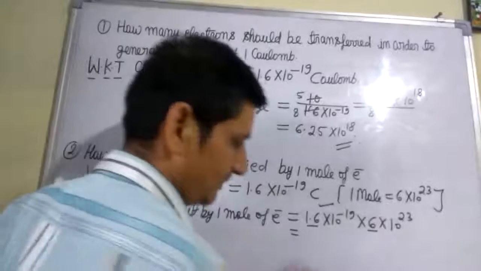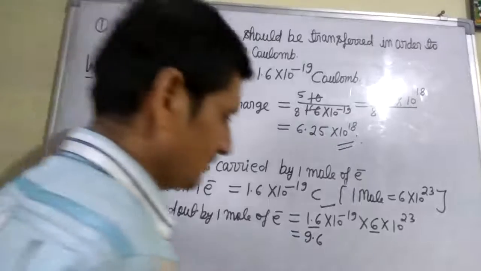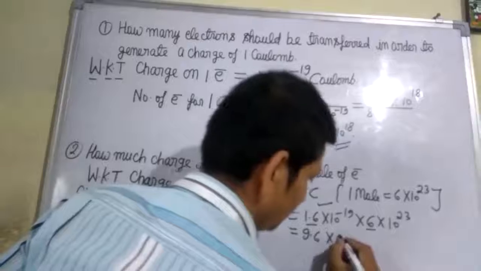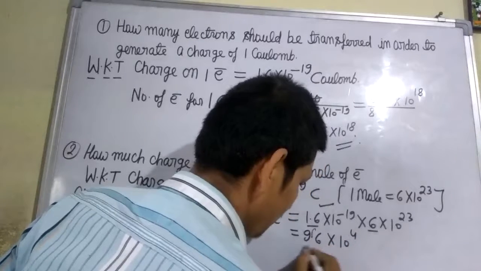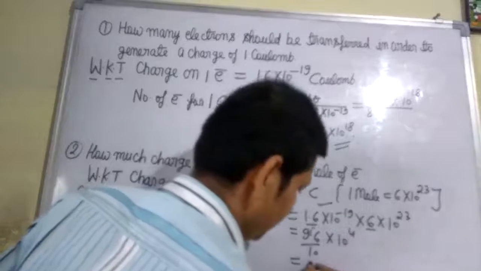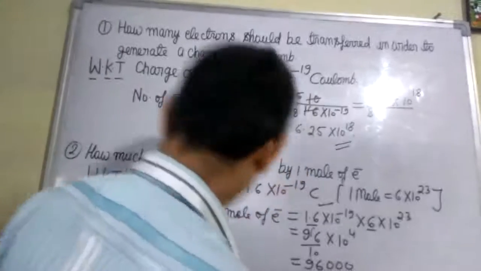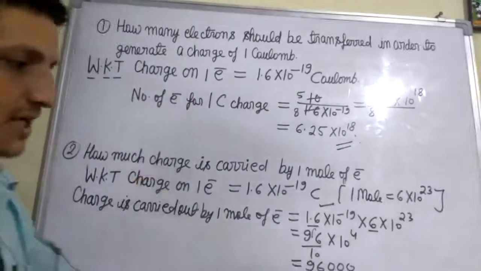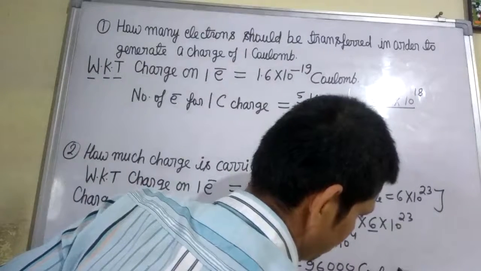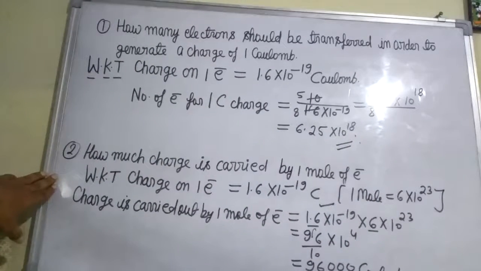16 6 ja 96, we get 9.6. 23 minus 19, 10 to the power 4. Remove this point, increase 0. We get 10 cancel. 4 minus 1 is 3. Finally we get 9.6 into 10 to the power 4, which is 96,000. Unit of charge is coulomb. So this is the answer of the second question.